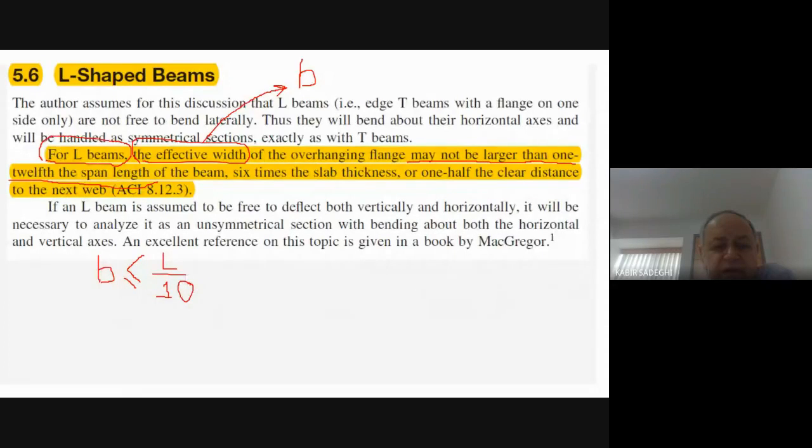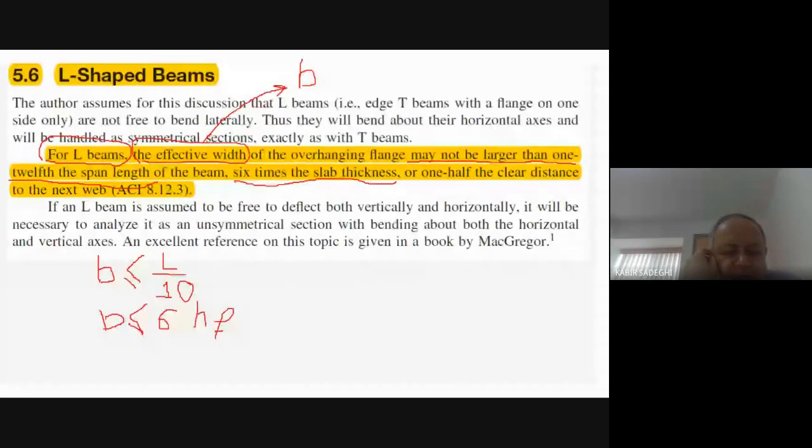And then the second one, the length of beam: 6 times of a slab thickness. Therefore, B should be less than 6 times of a slab thickness, we call the height of flange for the beam, 6 times of HF. 6 times the slab thickness or 1/2 of the clearance distance.